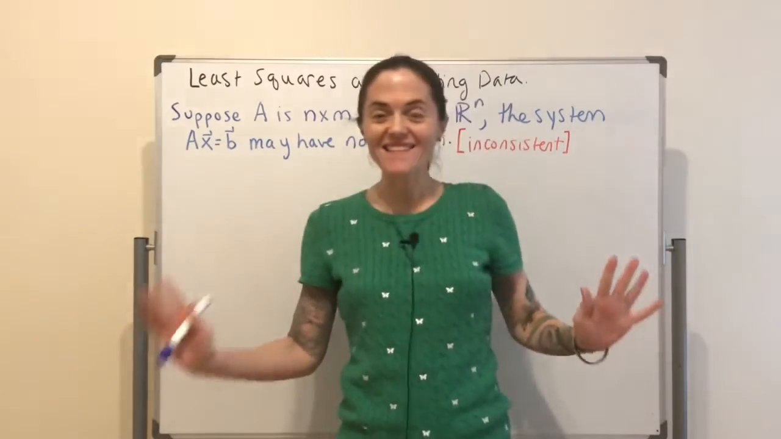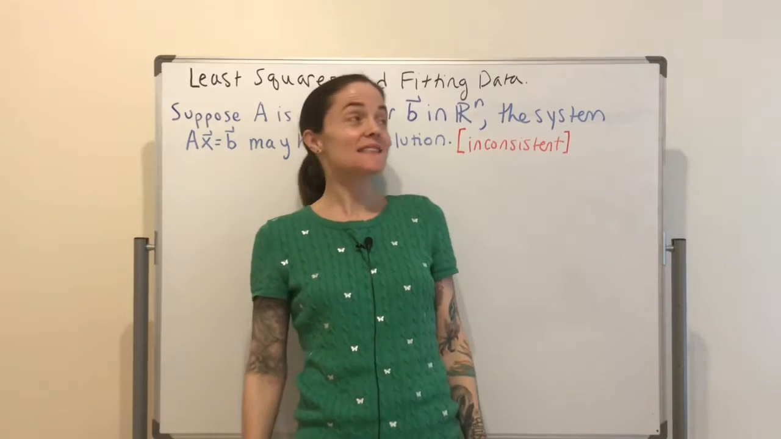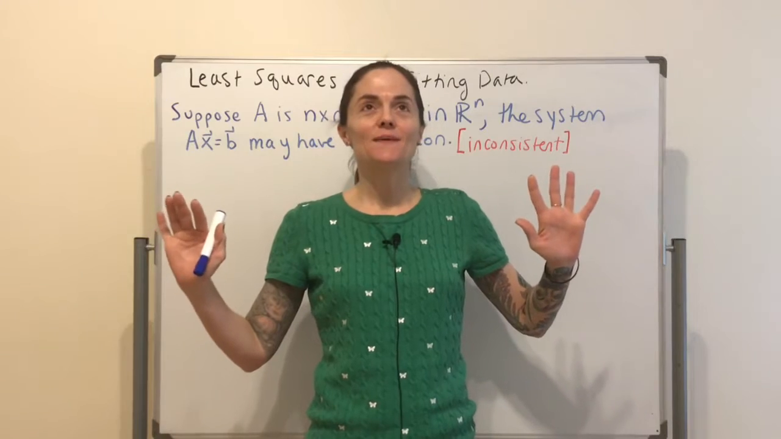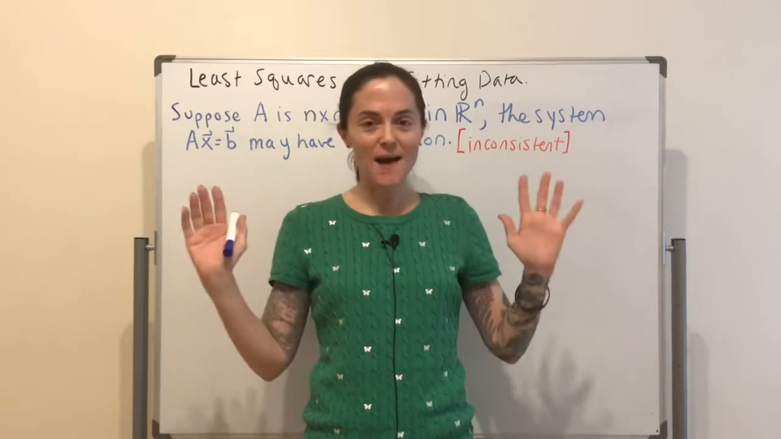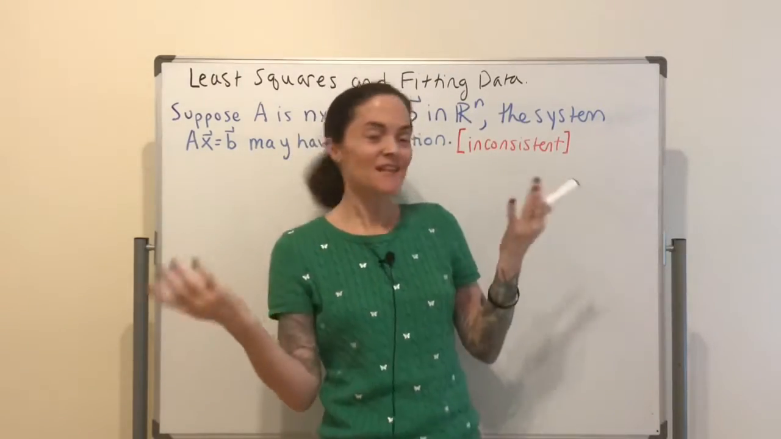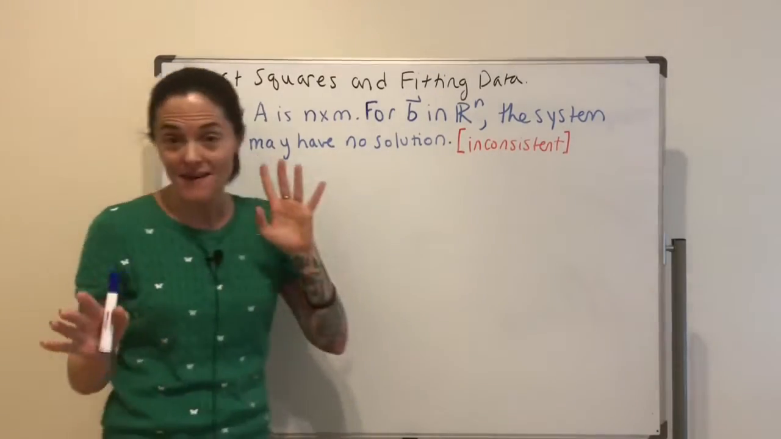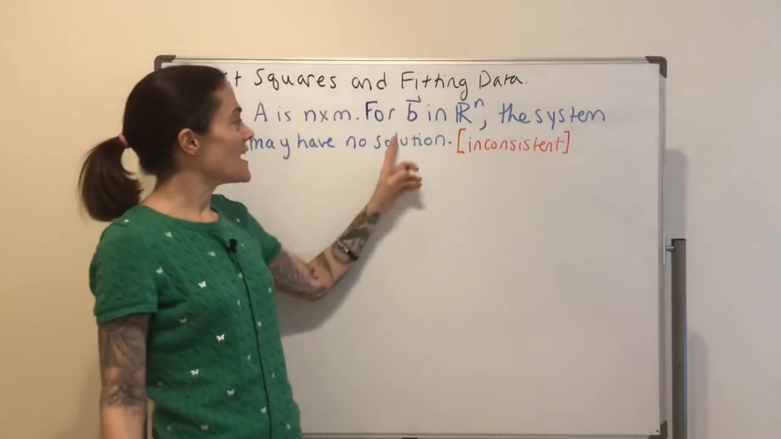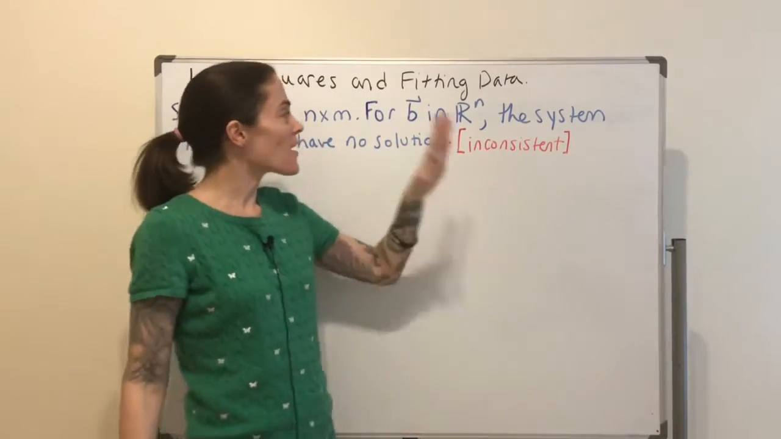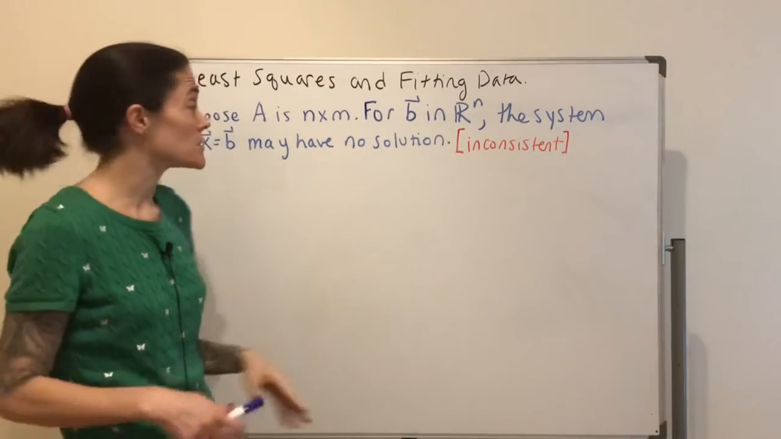We're closing out this chapter with least squares and fitting data. This is an important application, and it uses a lot of the ideas we have been building up in the past few days. So let's start with something that we touched on the first week of class. You have an n by m matrix A, and for some vector b in R^n, the system Ax = b may have no solution.